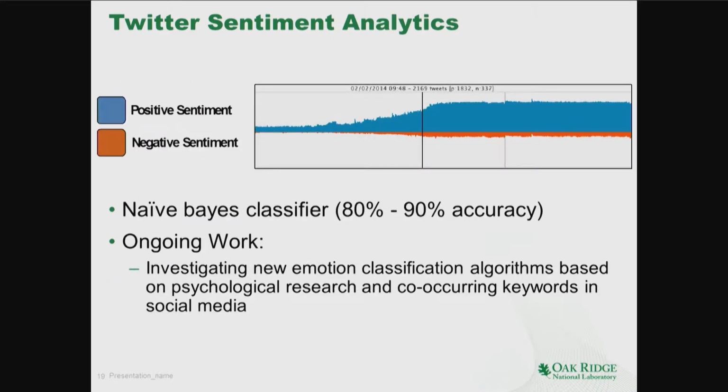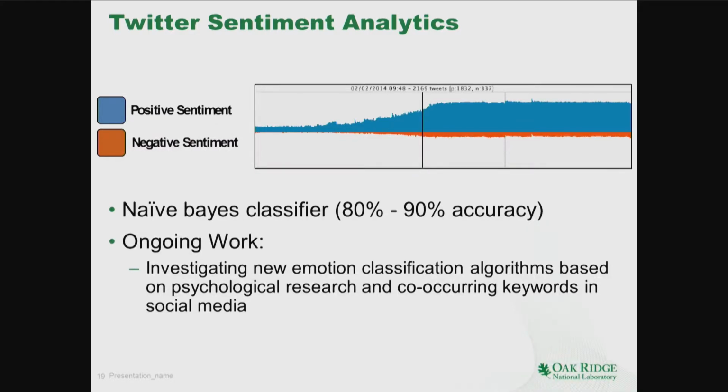I mentioned before some of the analytics that we run in an automated fashion on the data as it comes into the system. One thing we do is sentiment analysis. We initially set up a naive Bayes classifier, which gives us anywhere from 80 to 90% accuracy to estimate the positivity or negativity of the tweet as it's coming through, based on the textual content. This is represented here in a plot where the blue bars indicate positive sentiment and the orange indicate negative sentiment.